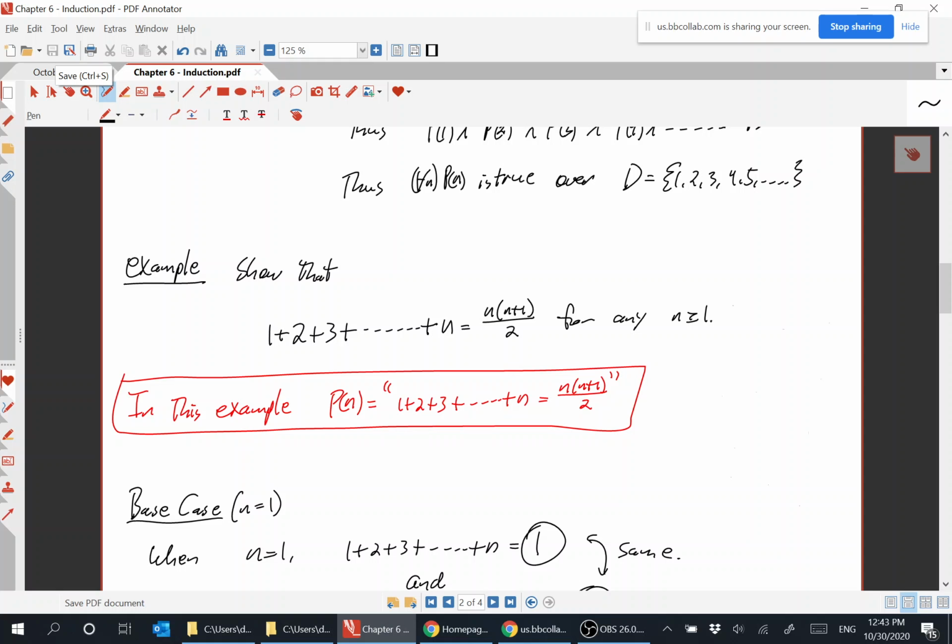I'll leave you to mull that over. Anyway, so we want to prove this is true. The standard way to do it is with induction. You don't have to use induction. There's other ways to do it.